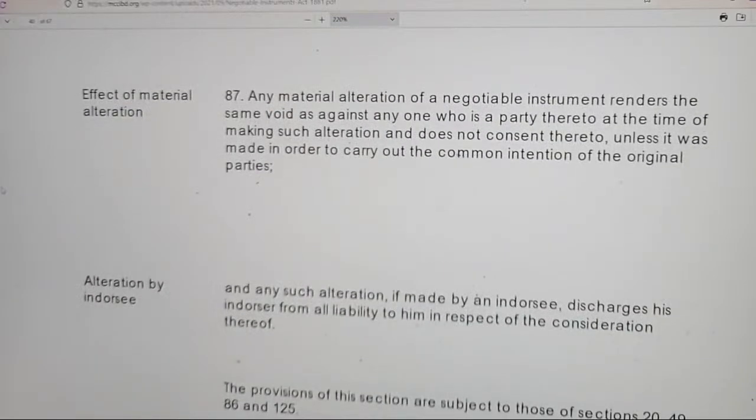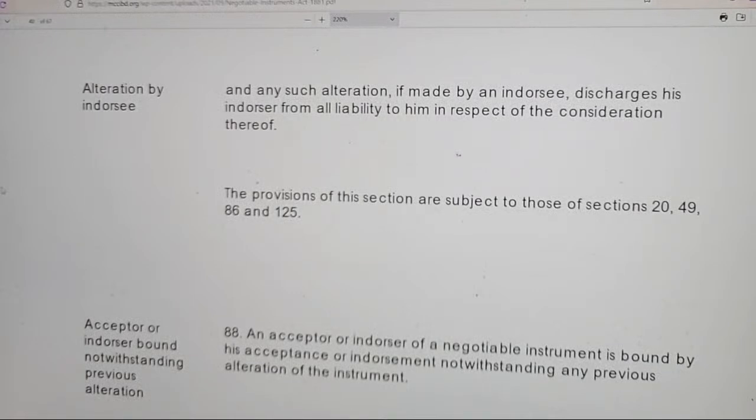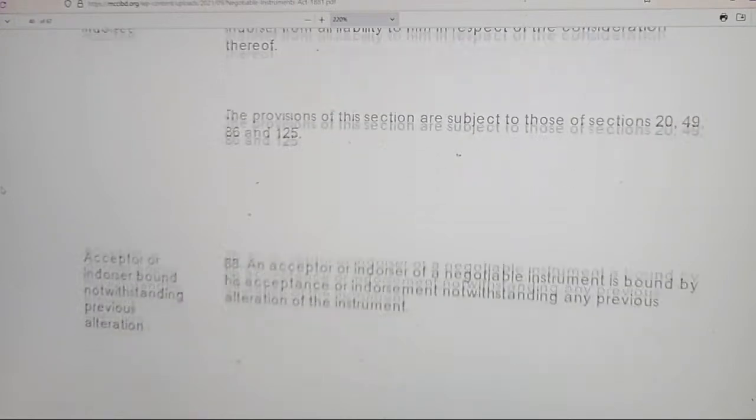Effect of material alteration. Any material alteration of a negotiable instrument renders the same void as against anyone who is a party thereto at the time of making such alteration and does not consent thereto, unless it was made in order to carry out the common intentions of the original parties. Alteration by endorsee: any such alteration, if made by an endorsee, discharges his endorser from all liability to him in respect of the consideration thereof. The provisions of this section are subject to those of sections 20, 49, 86, and 125.